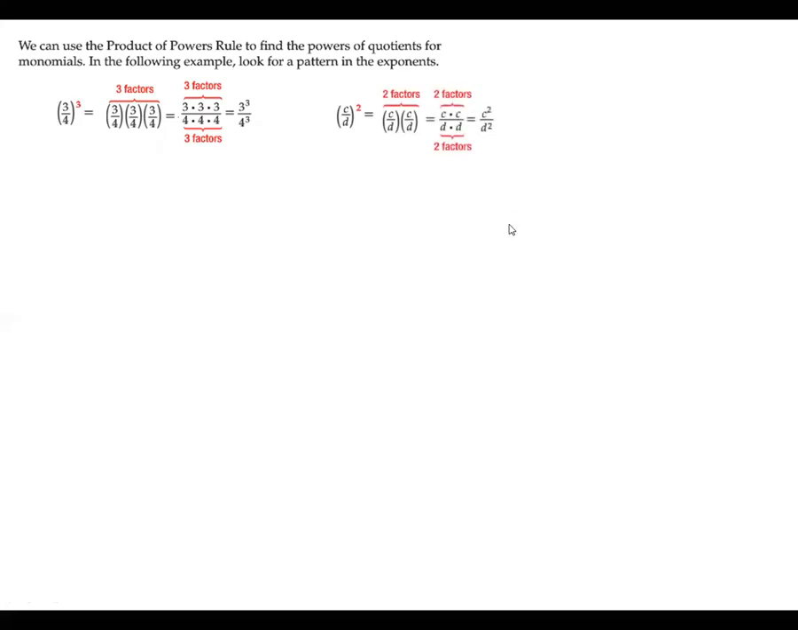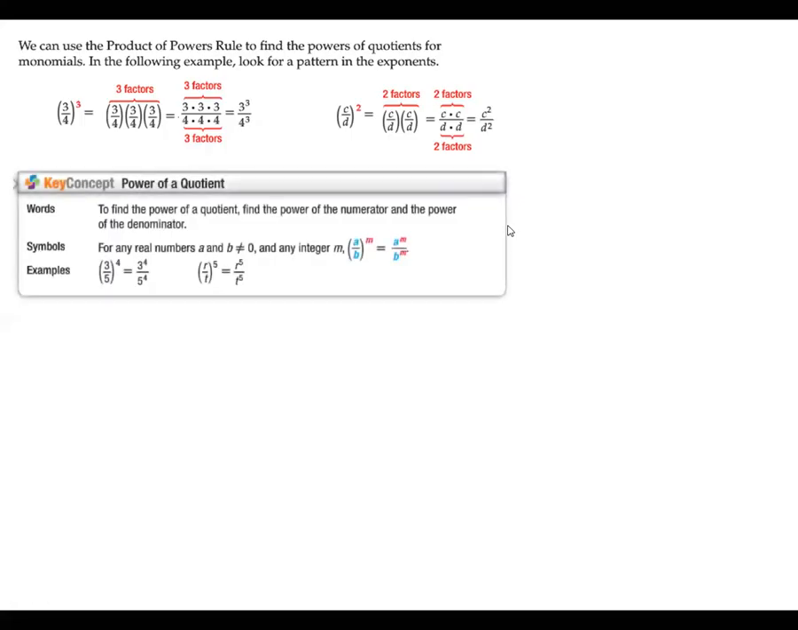All right, we can use the product of powers rule to find powers of quotients for monomials. Look at the pattern here. If I have 3/4 cubed, that means 3/4 times 3/4 times 3/4, or 3 times 3 times 3 over 4 times 4 times 4, which is 3 cubed over 4 cubed. If I have c over d squared, that means c over d times c over d, or c times c over d times d, which is c squared over d squared. So to find the power of a quotient, find the power of the numerator and the power of the denominator.